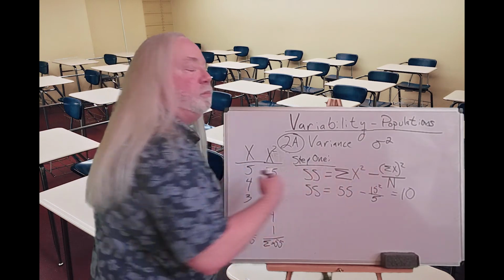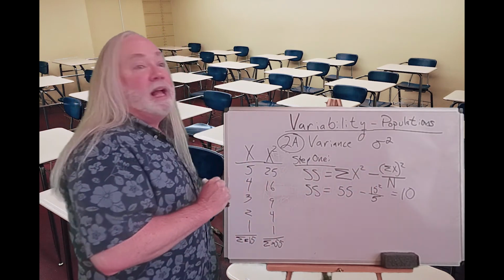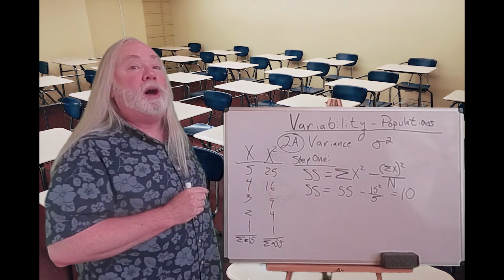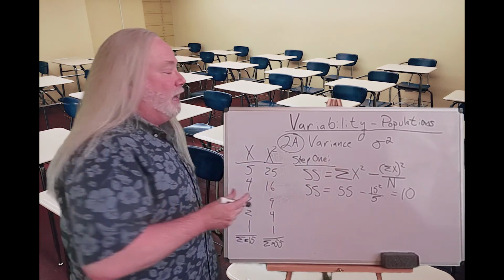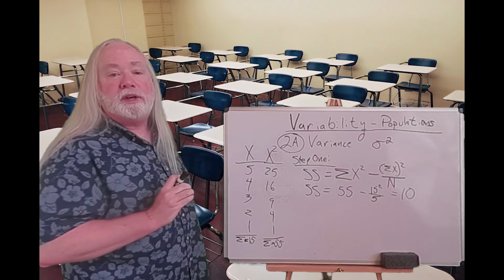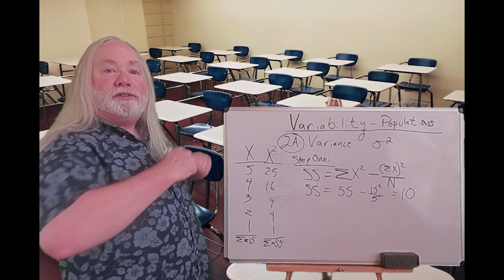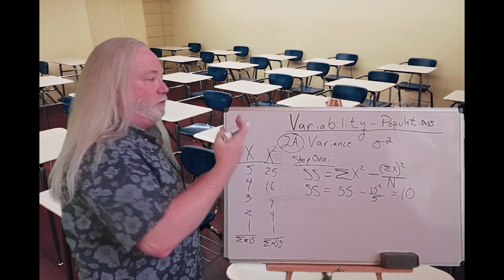Again, this way works better if we don't have conveniently all whole number data. It's faster, it's more efficient. And you'll be dealing with this again on and off much of the semester. So just get used to this approach. So now we have the sum of squared deviation scores, 10 points. Now, the second step is to compute variance itself.